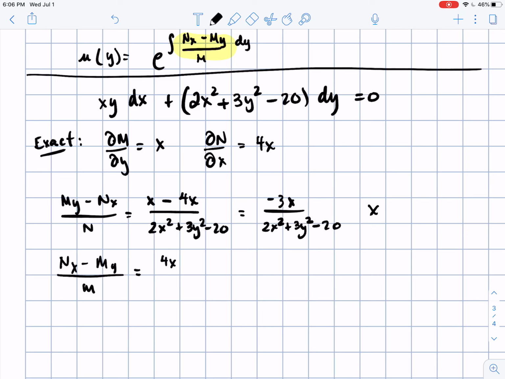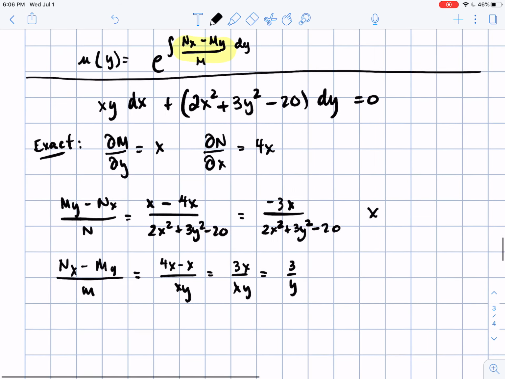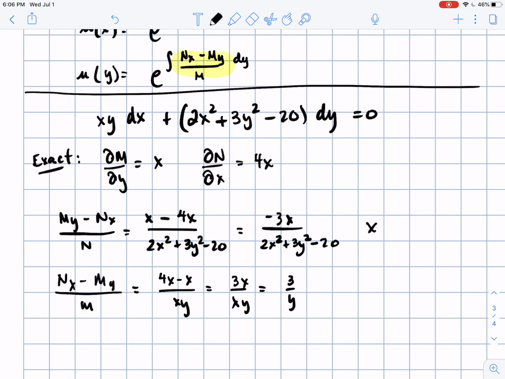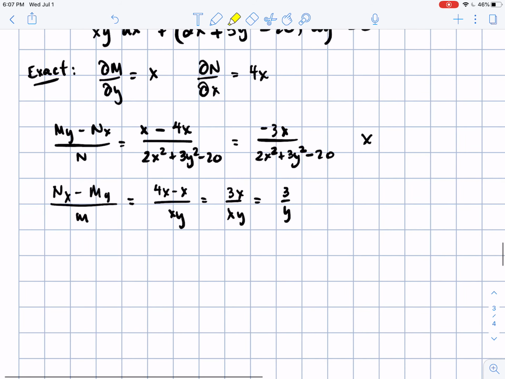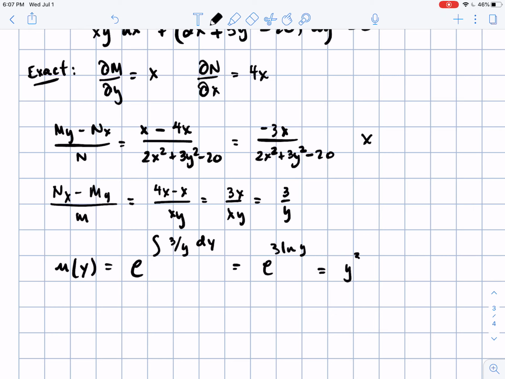Okay, so here's 4x minus x over xy, and you can see this is much nicer because here we will just get 3 over y, which is very nice to use. Okay, so let's go to what we're going to use. We're going to do that integrating factor that we like better. So this is with respect to y. So it's mu of y equals e raised to the integral of 3 over y dy, and then that'll give us e to the 3 ln y, which is really just y cubed.